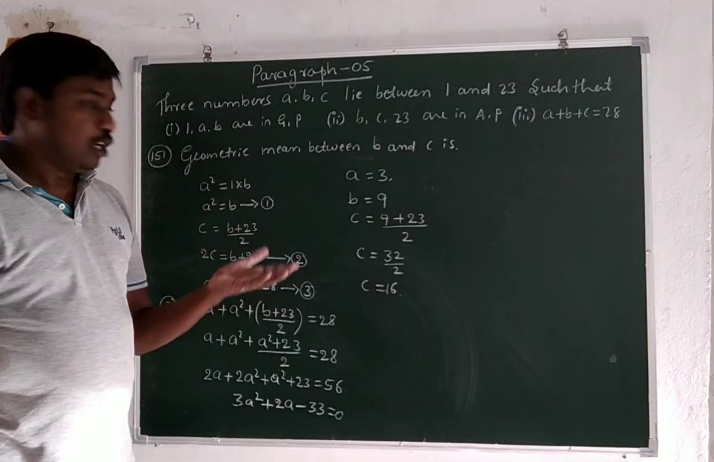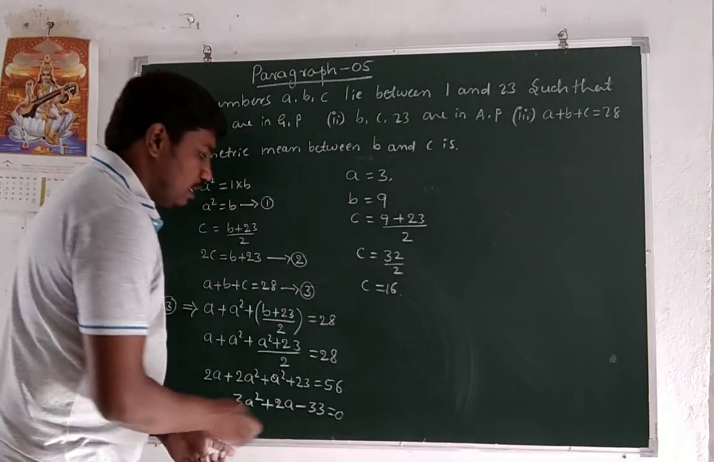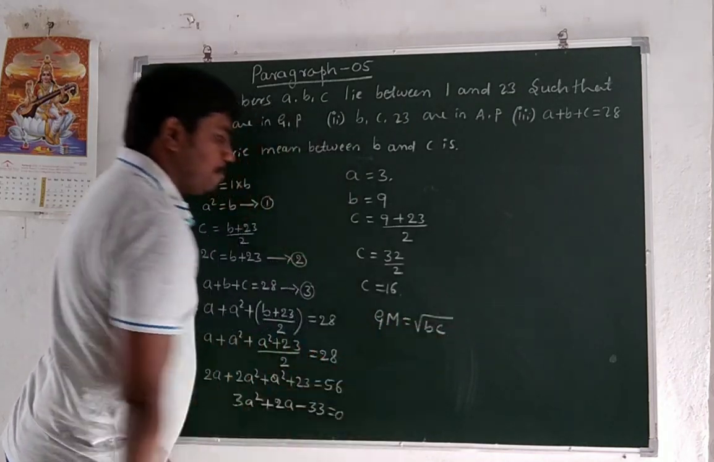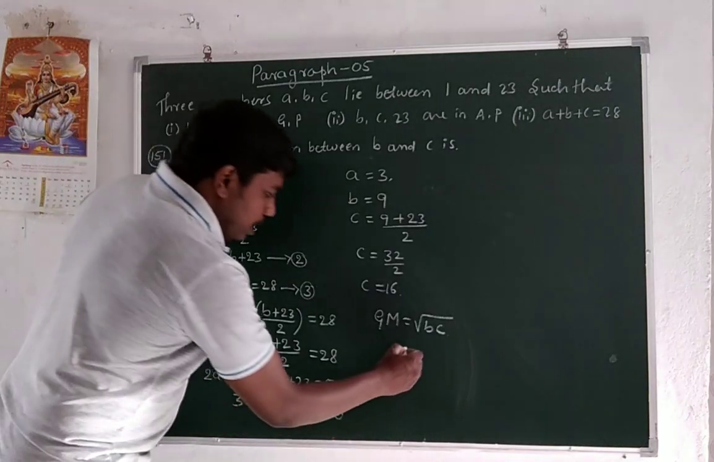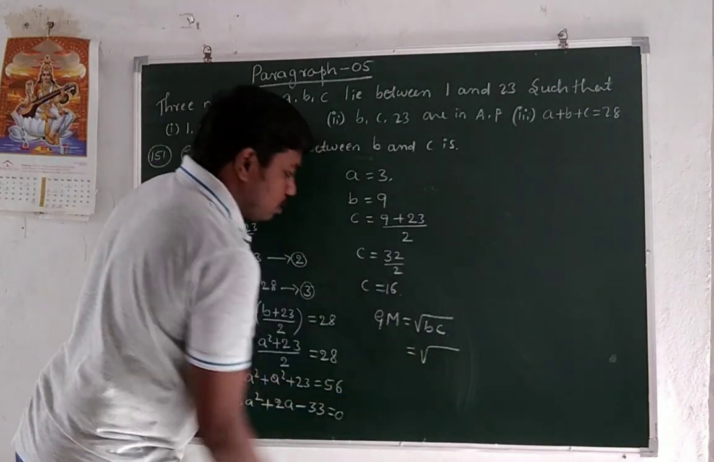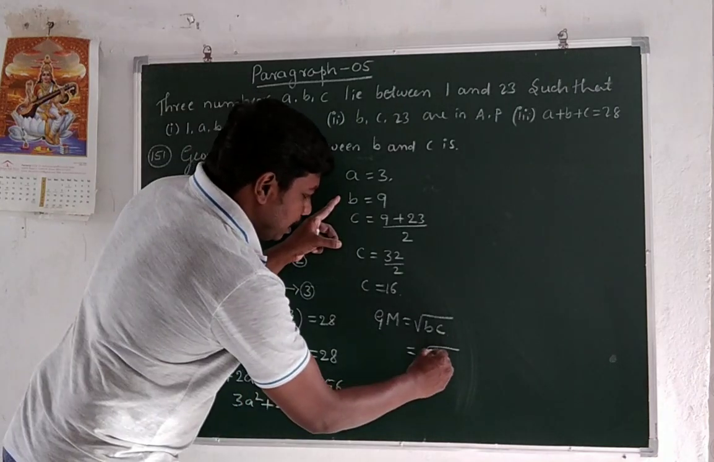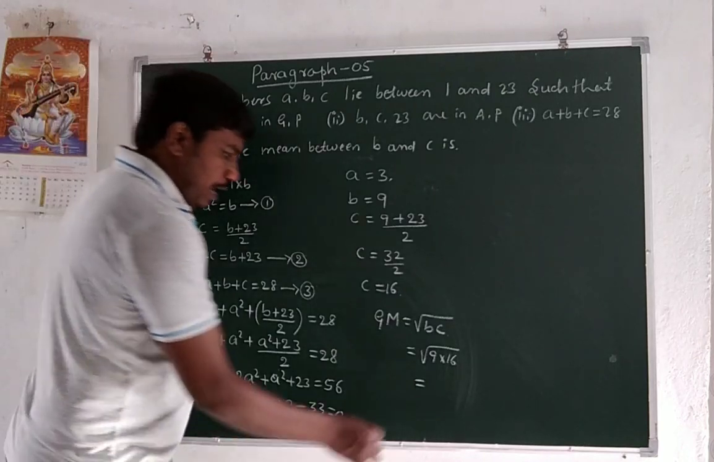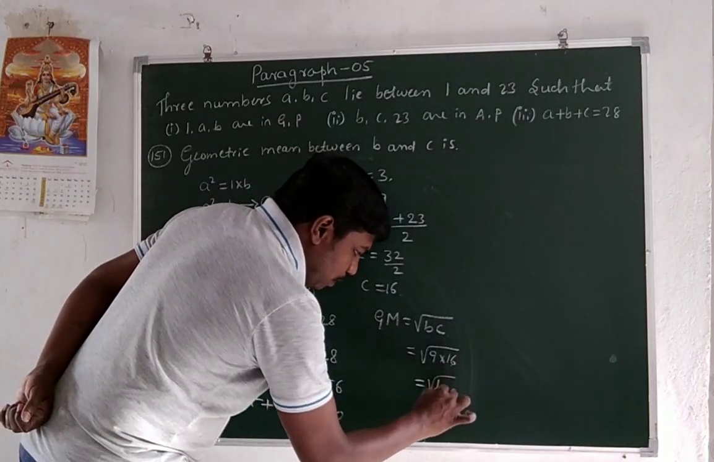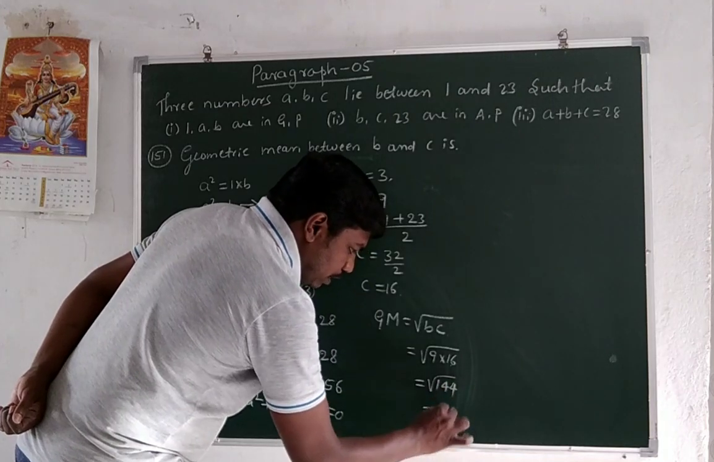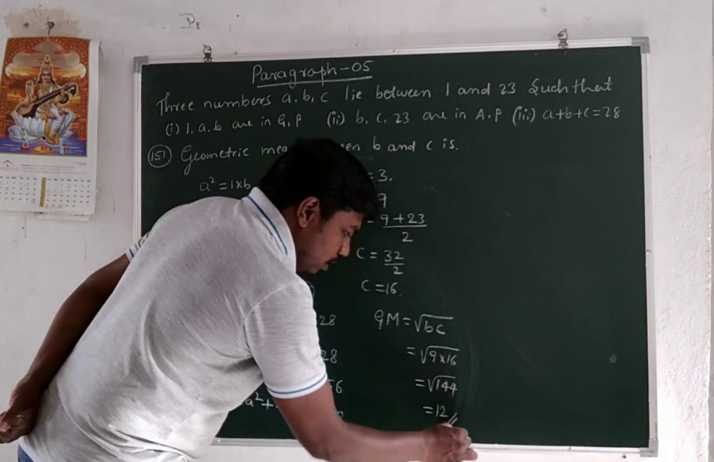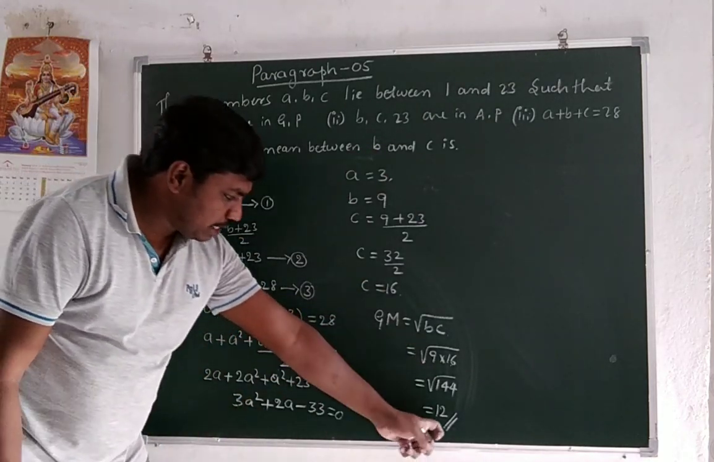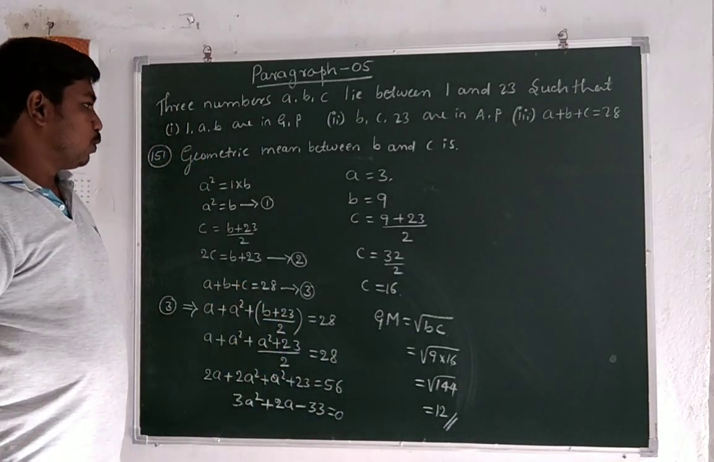Now we can easily calculate the geometric mean between B and C. The geometric mean between B and C is defined as the square root of BC, which is equal to the square root of 9 into 16, the square root of 144, which is 12. The geometric mean between B and C is 12.